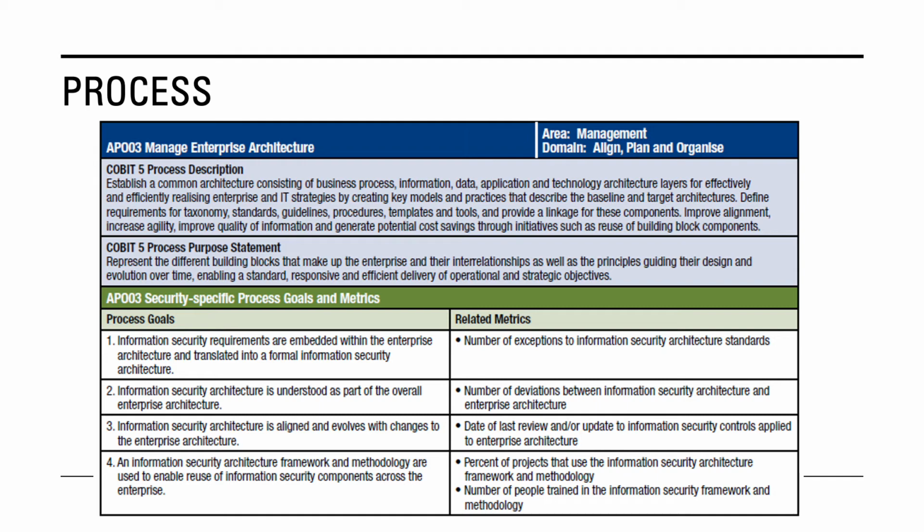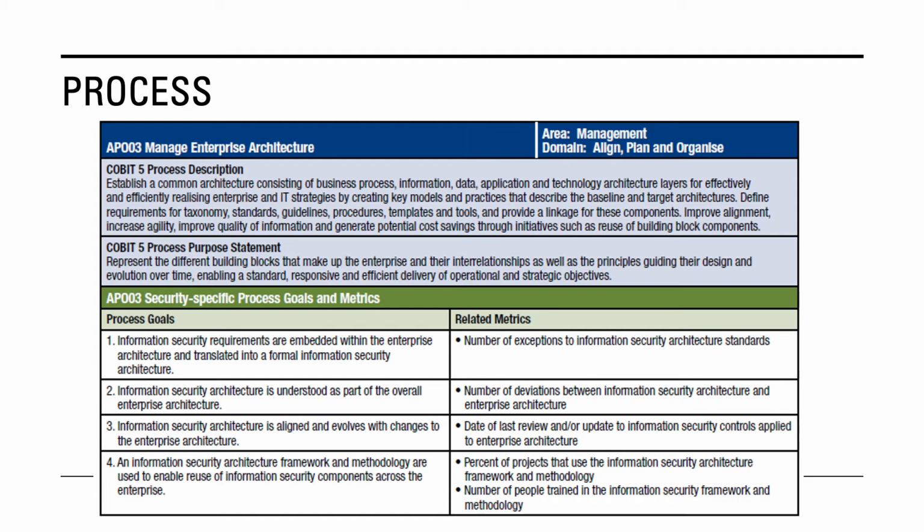But then again, specific to us, the process goals from an information security point of view. So making sure that information security requirements are embedded within the architecture. That's the first one. Two, that it's understood by all the different stakeholders, and that it's understood to be a part of enterprise architecture. So it's a matter of fact that when we're designing something, we need to take into account security as part of it. Number three, that it's aligned and that it evolves with the changes in the architecture.